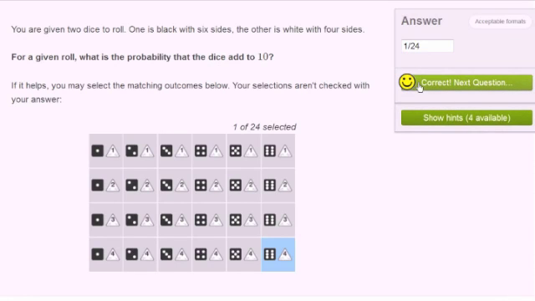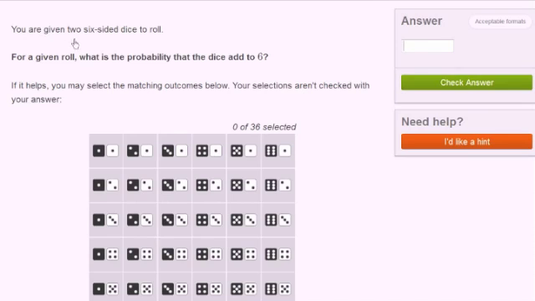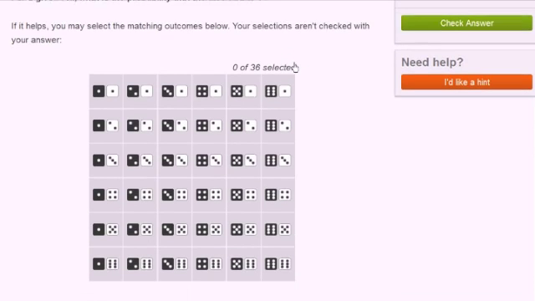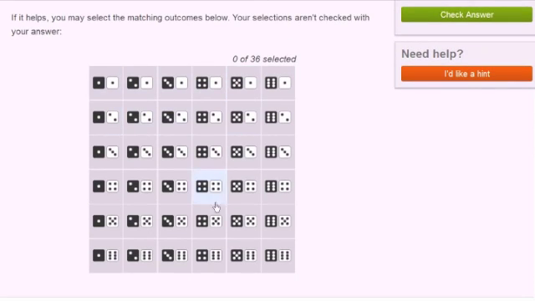Let's do a few more of these. So you're given 2 6-sided dice to roll. For a given roll, what is the probability that the dice add to 6? So here we have the tops of both of my dice. And now what are all the scenarios where the dice add up to 6? Well, let's think about this. If I have a 1 and a 5, that's going to add up to 6. In this entire column, that's the only way that I add up to 6.